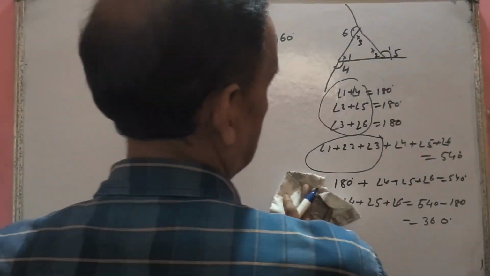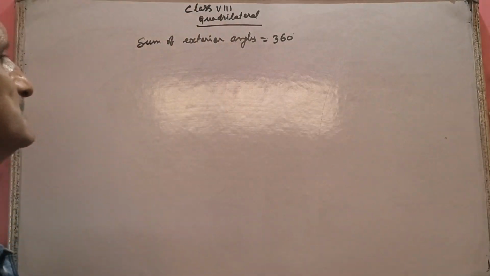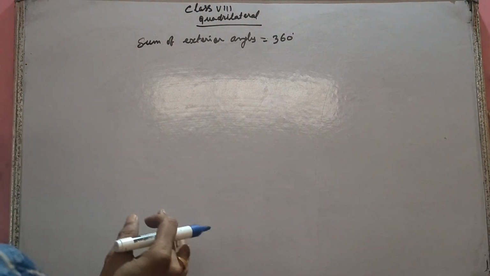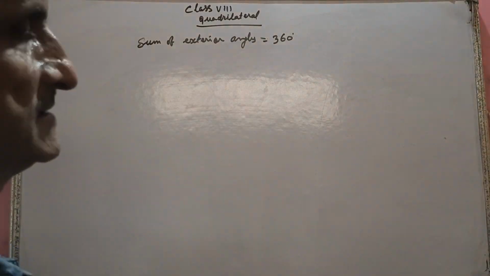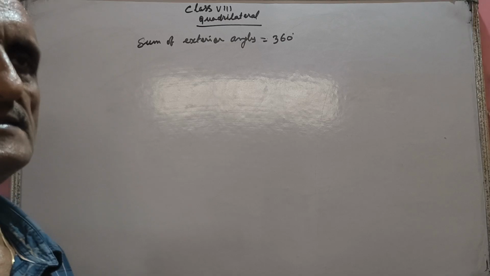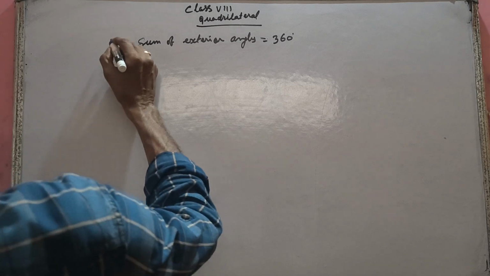But you need to remember that the sum of the exterior angles of any polygon, whether it is a triangle, quadrilateral, pentagon, hexagon, heptagon, whatever it is, is 360 degrees. So this is number 1.